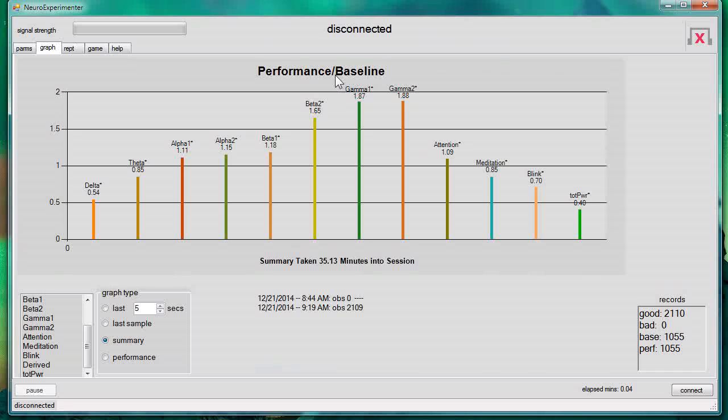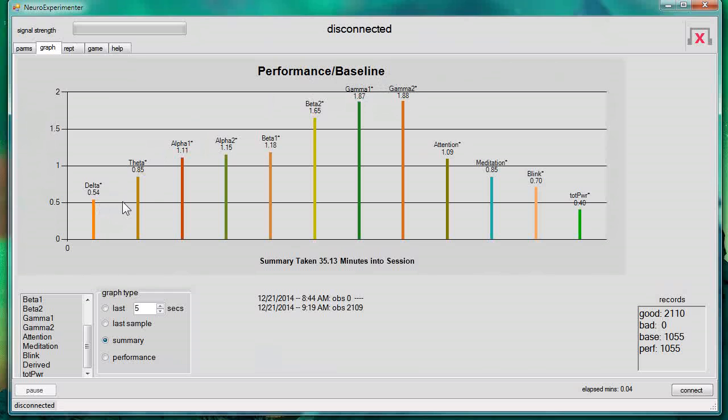The idea here is that, for example, you'll see that gamma 1 and gamma 2 are almost twice as strong during the performance part of the session, that is the last half or the meditation part of the session, than they were for the baseline part of the session, the first half. Likewise, the delta frequency was about half during the performance meditation part of the session versus what it was during the baseline part of the session.